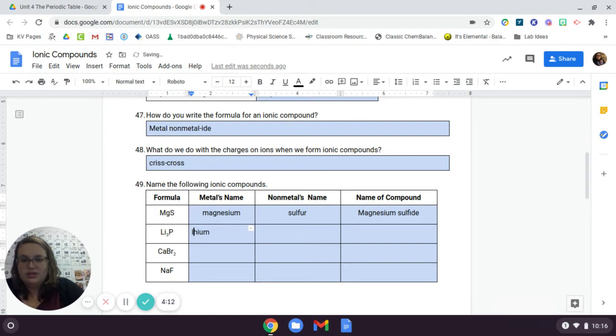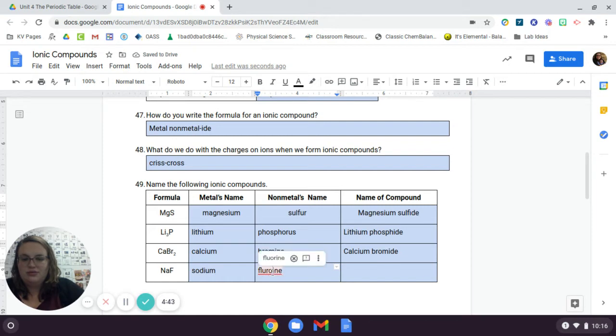Lithium, there we go. P is phosphorus. So that becomes lithium phosphide. All right, Ca is calcium. Br is bromine. Calcium bromide. Na is sodium. F is fluorine.